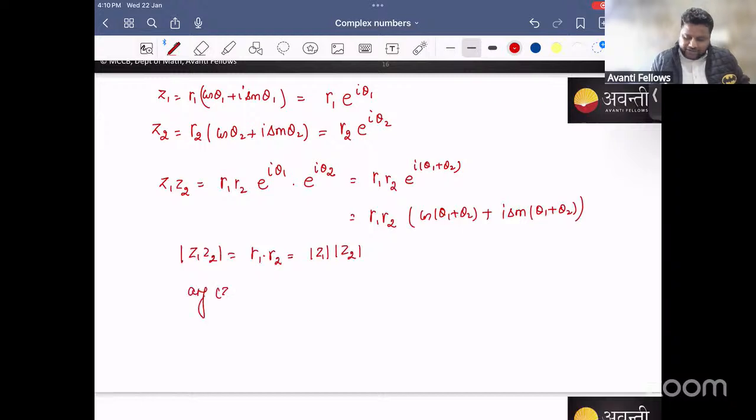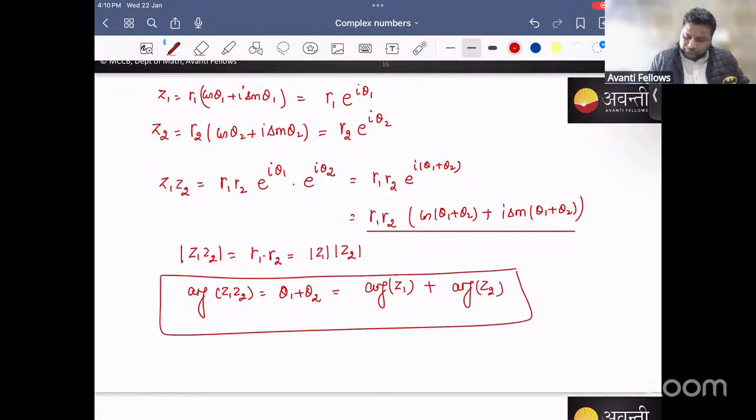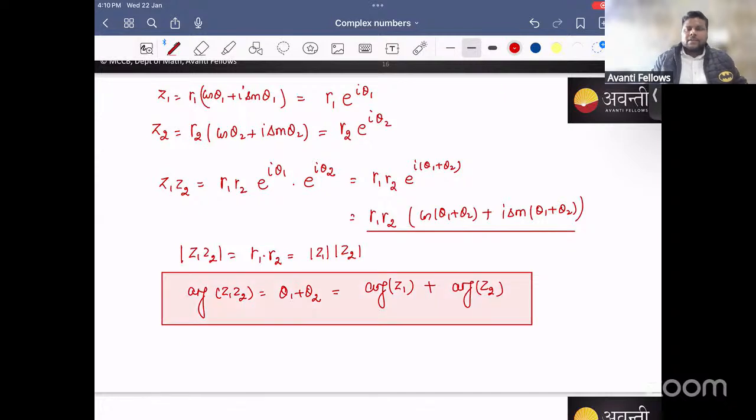And argument of z1 z2 is, if you see here, what is the argument? Argument is theta 1 plus theta 2. And that is what? Argument of z1 plus argument of z2. Am I clear?